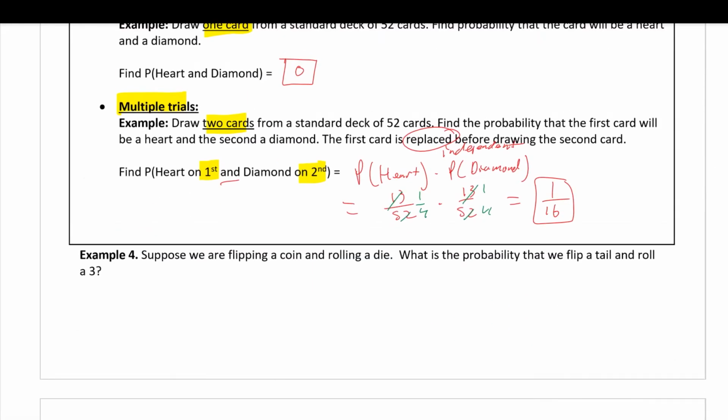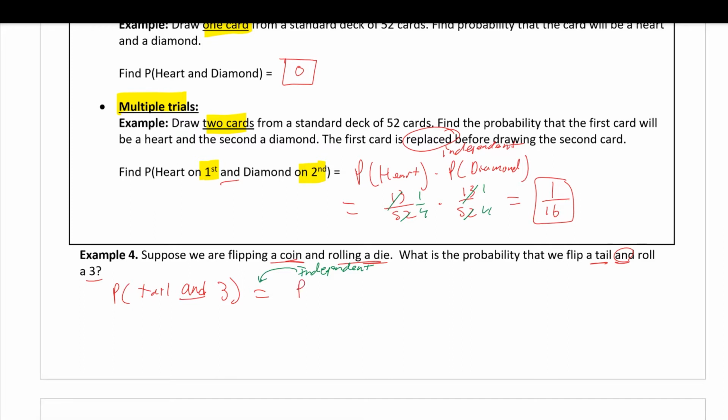Example 4. Suppose we are flipping a coin and then rolling a die. Again, using a little bit of intuition, coins and dice should be independent from each other. What's the probability that we flip a tail and roll a 3? That's the probability of tail and 3. Again, these are independent events. The occurrence of one of these observations does not affect the occurrence of the other.